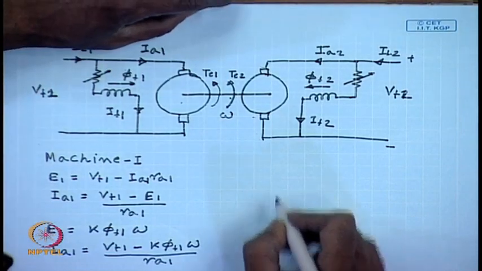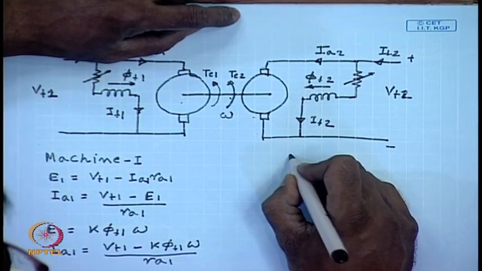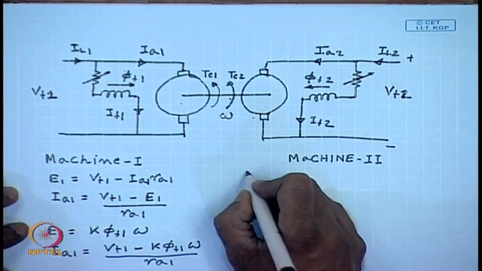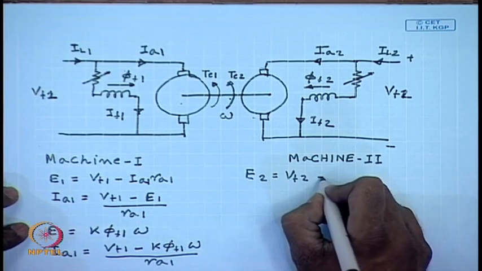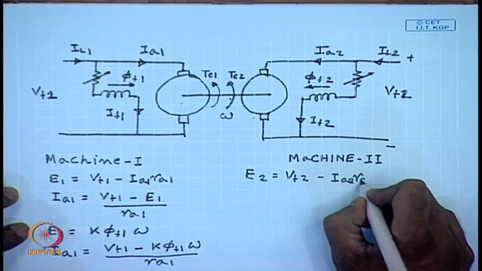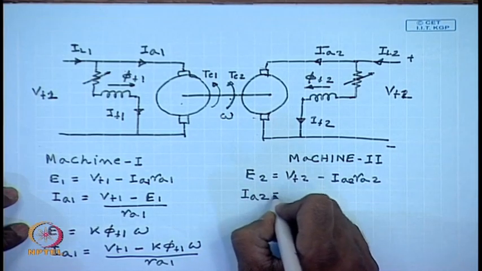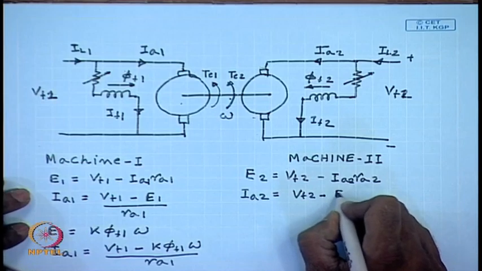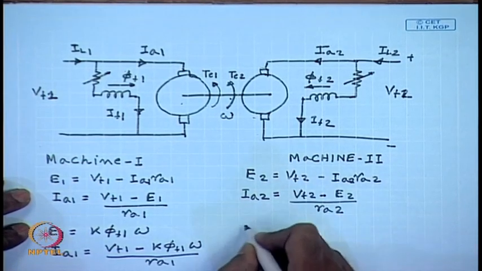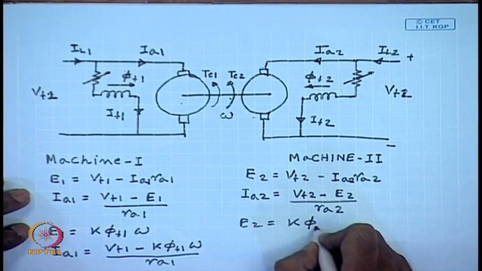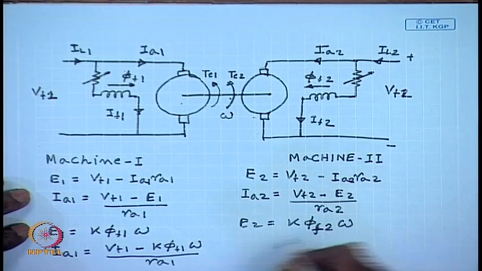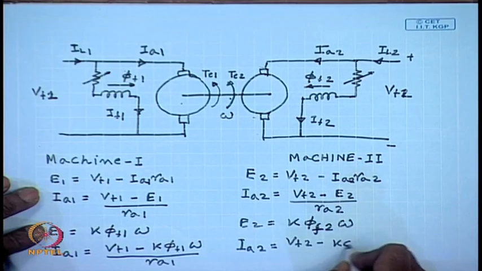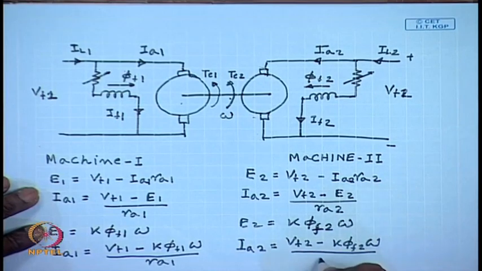Similarly, for machine 2, E_2 equals V_T2 minus I_A2 R_A2, I_A2 equals V_T2 minus E_2 by R_A2, E_2 equals K phi_F2 omega, and I_A2 equals V_T2 minus K phi_F2 omega by R_A2.